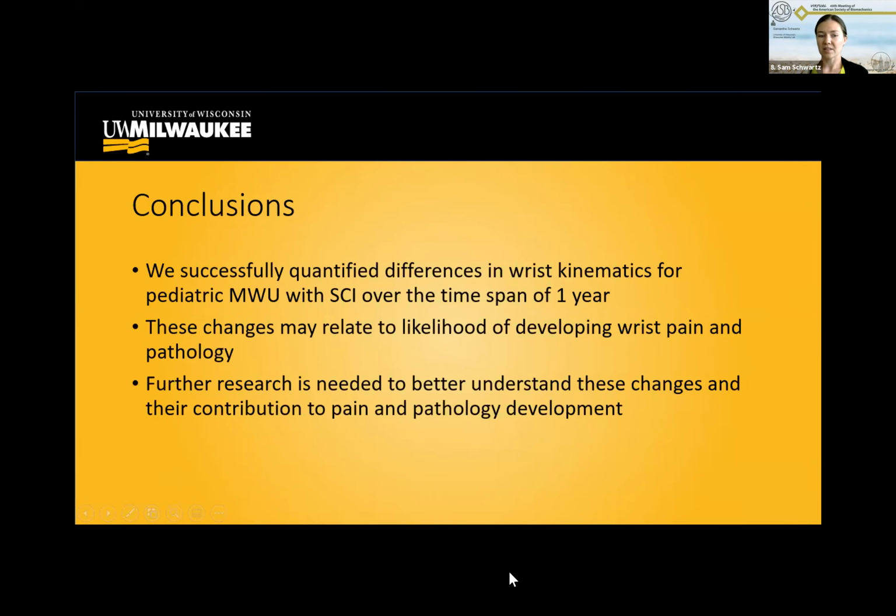So to wrap up, we successfully quantified differences in wrist kinematics for pediatric manual wheelchair users with spinal cord injury over the time span of 1 year. And these changes may relate to the likelihood of developing wrist pain and pathology. However, further research is needed to better understand these changes, as well as their contribution to pain and pathology development in pediatric manual wheelchair users.